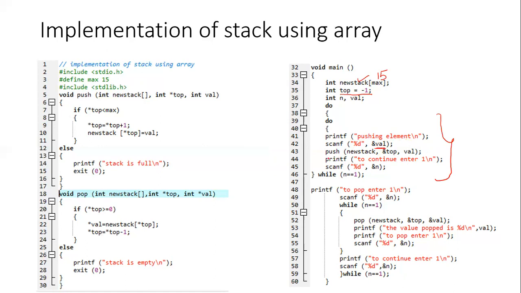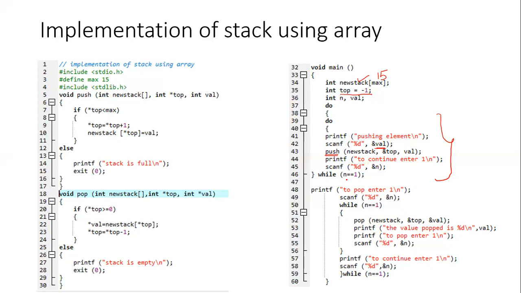Next, the push function is called here. What will the push function do now? The push function accepts the stack and also the current top address, then the value to be pushed onto the stack. Then next, we ask the user whether you want to continue. To continue, enter 1. Now the user enters 1 or any value the user can enter.